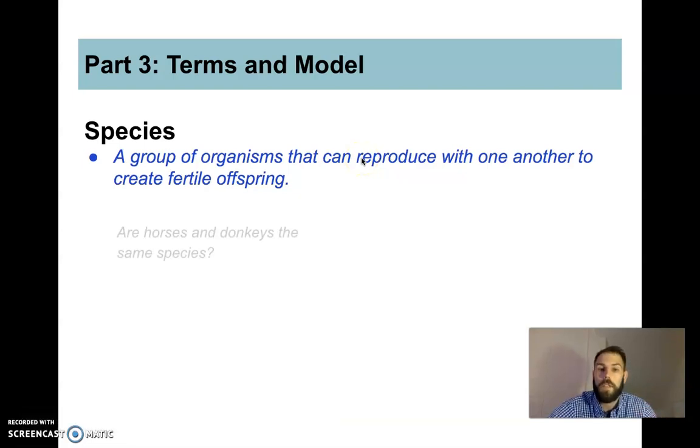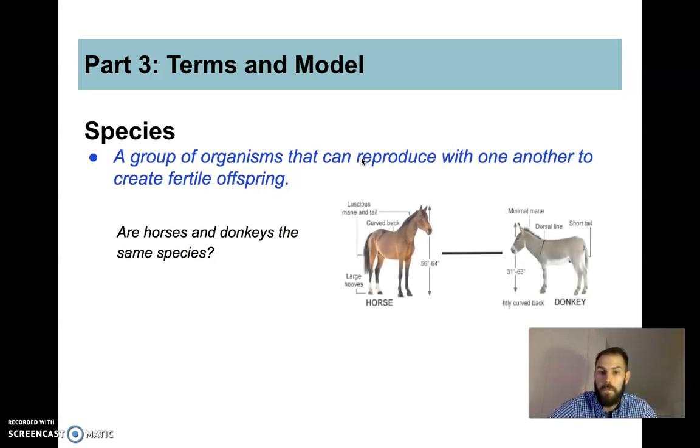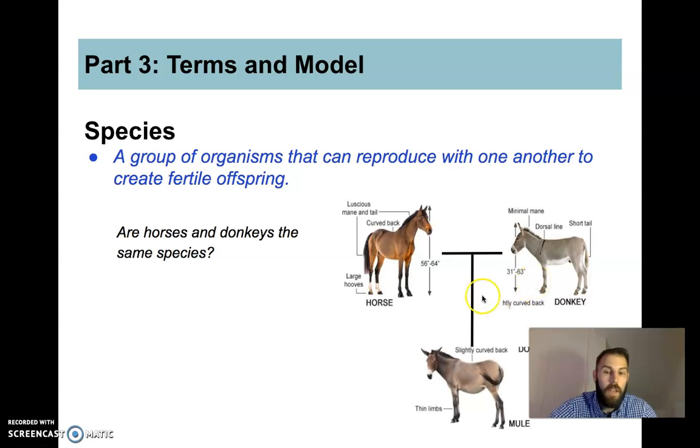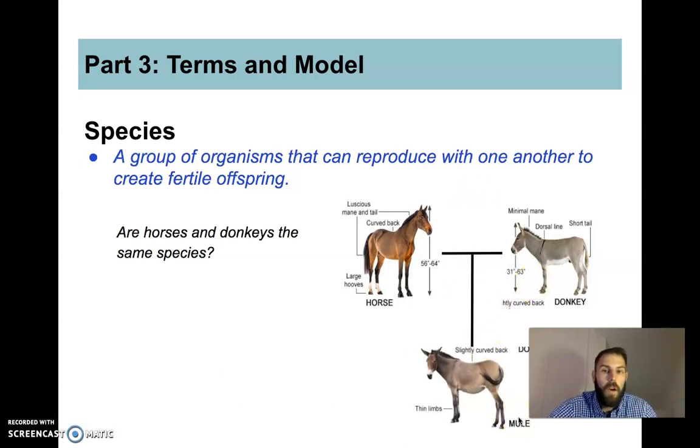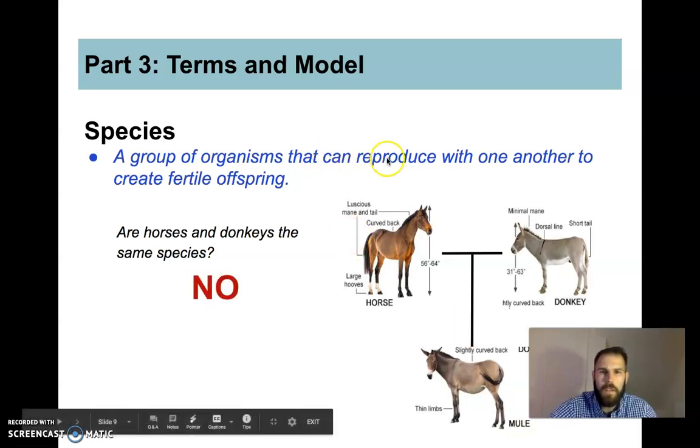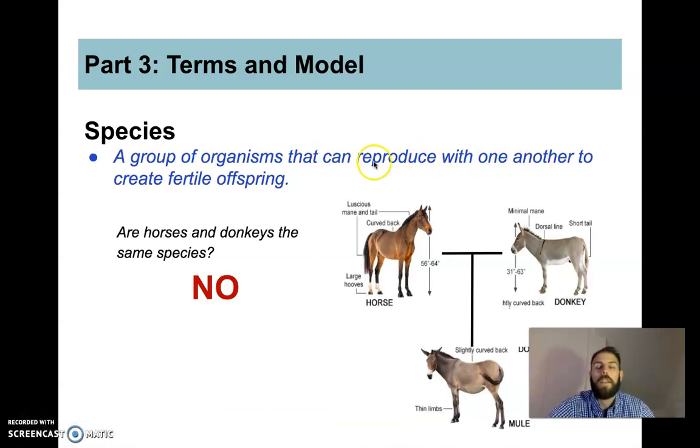So let's look at a specific example. Are horses and donkeys the same species? They're similar, but they're also pretty different. If a horse and a donkey mate, they'll actually produce offspring, which is a mule. Now, are they the same species? No. That seems to go against this definition. They were able to reproduce, but they need to be able to create fertile offspring.